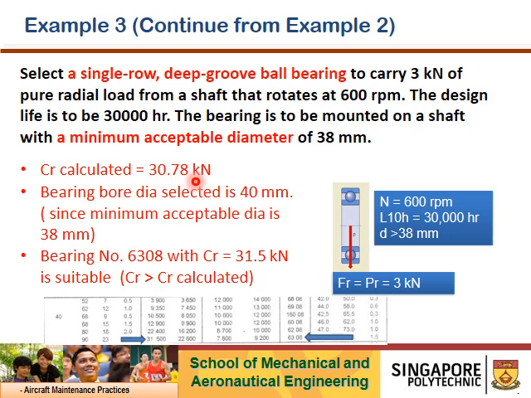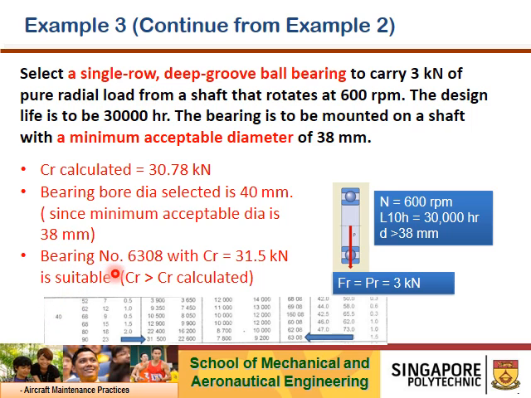All right. So my calculated CR from example 2 is 30.78 kilonewton. The bearing bore diameter selected is 40 mm, because the minimum acceptable diameter given is 38 mm. So I choose 40 mm. You go to the A3-2 catalog, page A3-2 in your appendix. The catalog will tell you that it's a deep groove ball bearing catalog. Make sure you refer to the right chart, A3-2, and you go to the column where on the left hand side stated is 40.